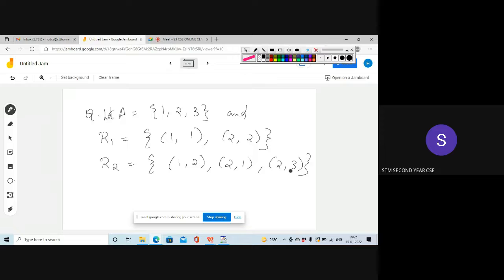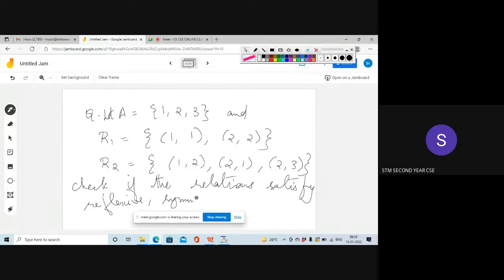Please write down the question. Then check if the relations satisfy reflexive, symmetric or anti-symmetric properties.